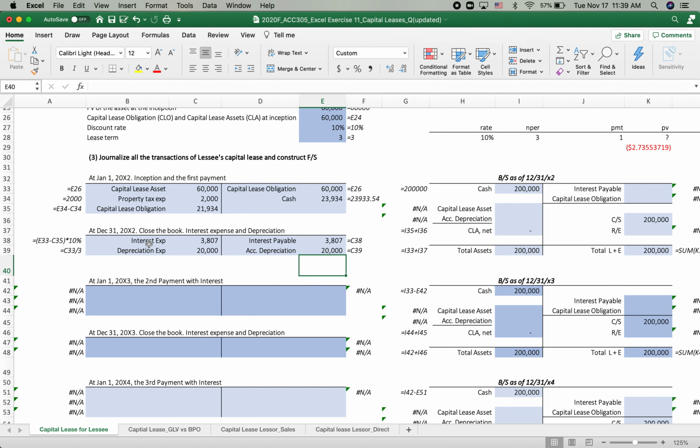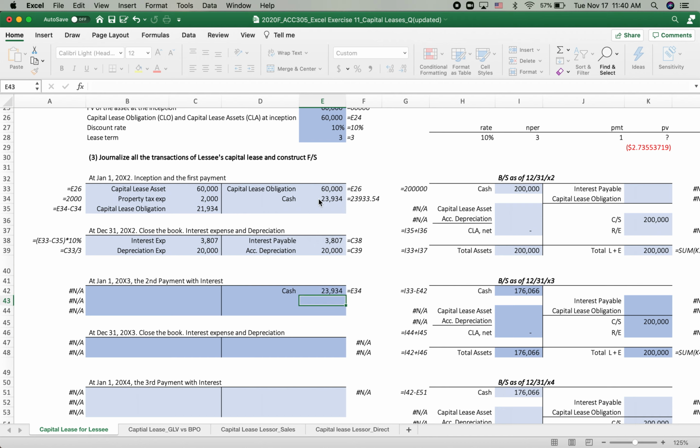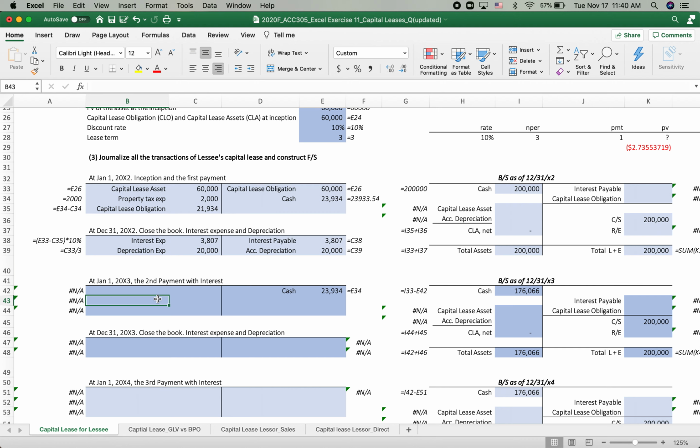Now, once we recognize interest expense and interest payable at the end of the year, we need to make the second payment, including the interest. So the cash amount the company should pay is now 23,934. That now includes the interest amount, which is interest paid. We already recognized interest expense, so you don't recognize interest expense once again at the beginning. And then this amount should be removed. So 23,934 includes this interest. And then what else? Right, the property tax expense. Every payment includes these property tax expenses.